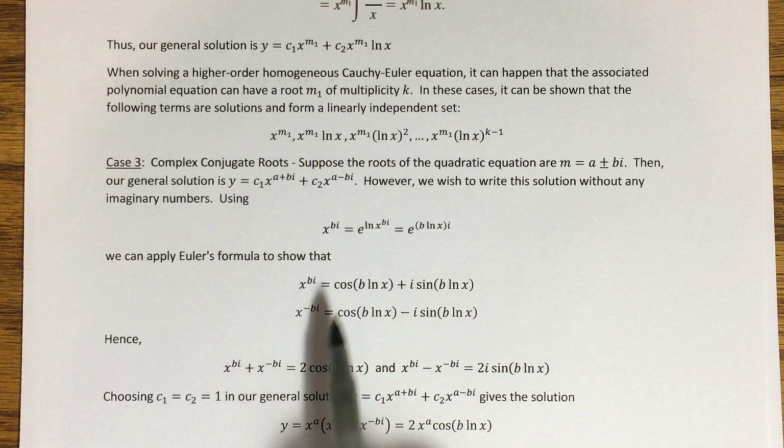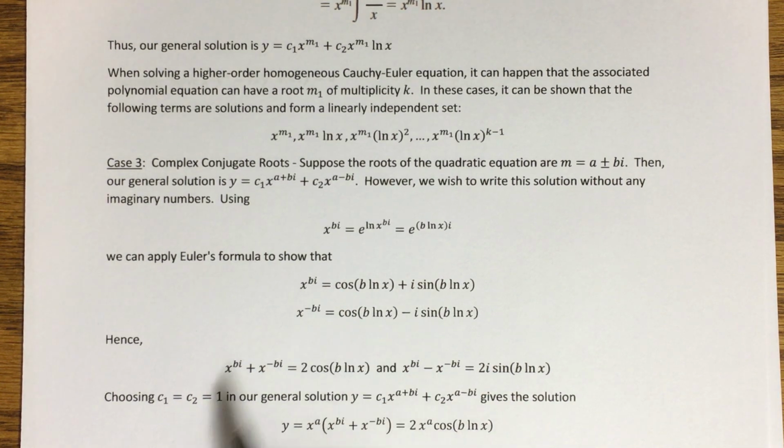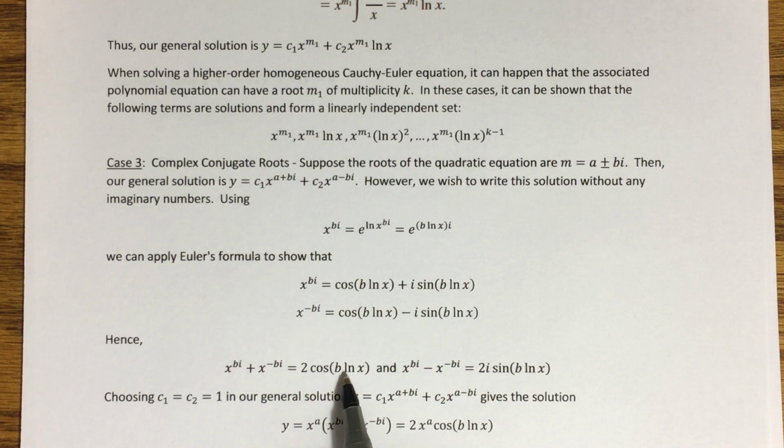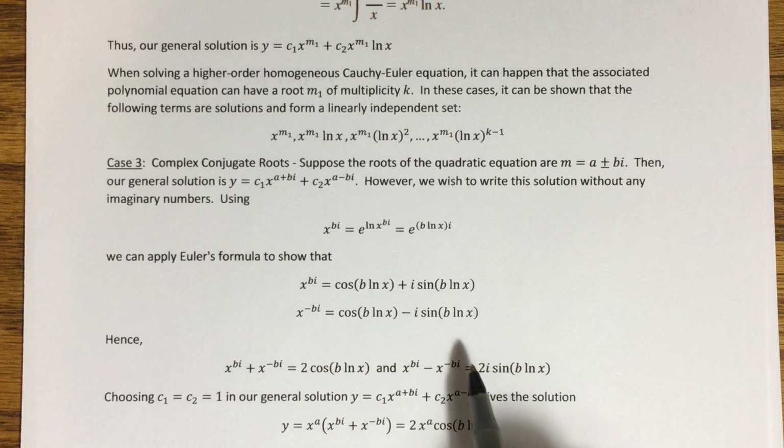Okay? Now, if I were to add these two equations together, add this top one to this bottom one, so that I get x to the bi plus x to the negative bi, we see cancellation in these two terms, and I get 2 cosine of b natural log of x from these two terms. Similarly, if I subtract them, we'll get a similar cancellation, but with the cosines this time, and I'm left with 2i sine of b natural log of x.